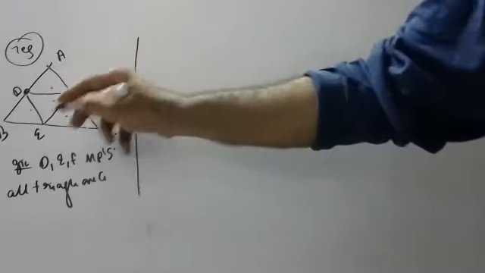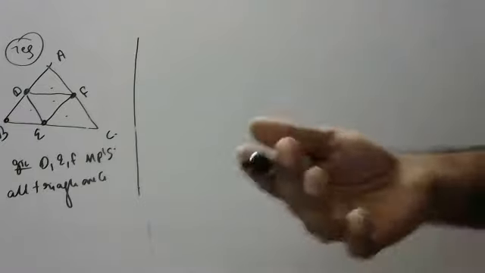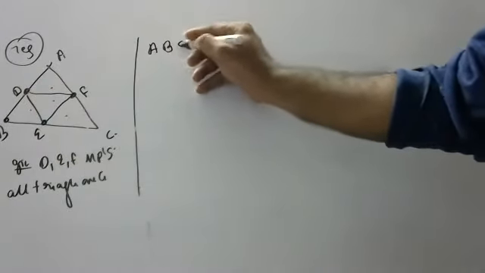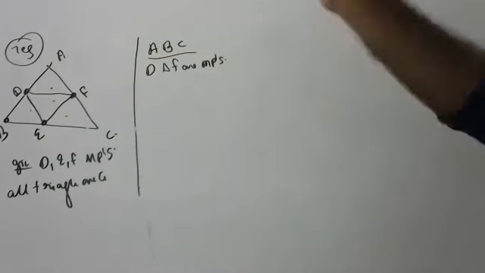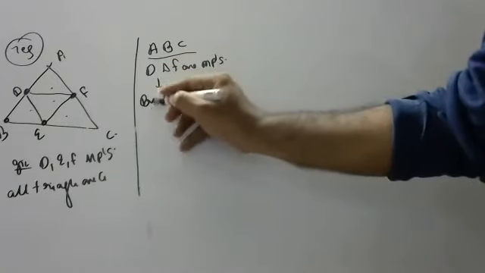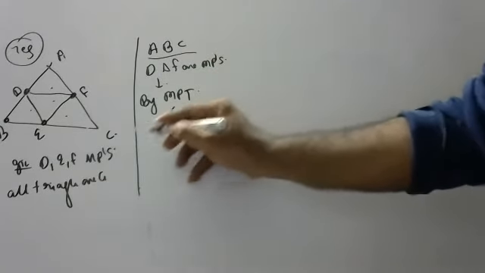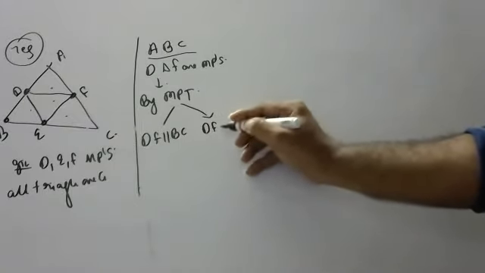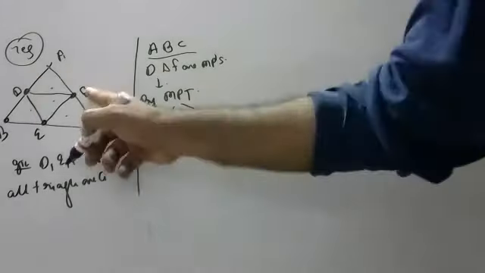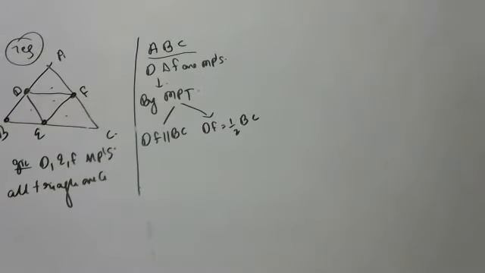First, take this one. Okay, children, all of you please see here. In the original triangle ABC, D and F are midpoints. When D and F are midpoints, by the midpoint theorem, what can I say? DF is parallel to BC, and DF is half of BC.